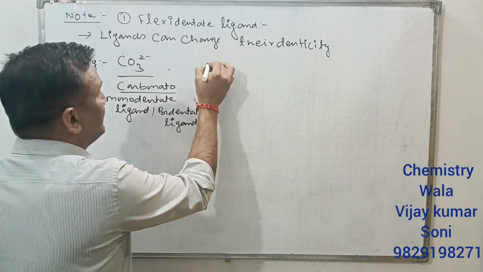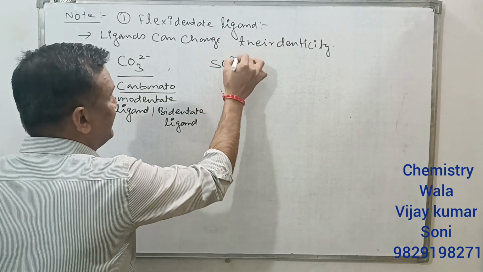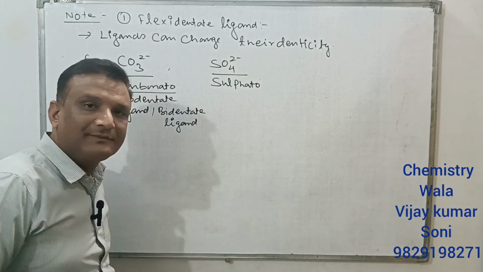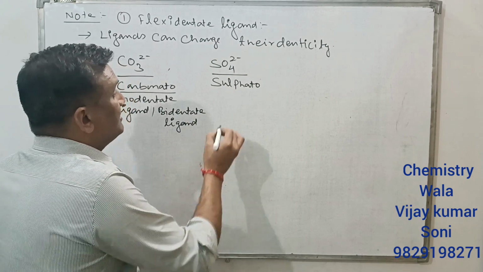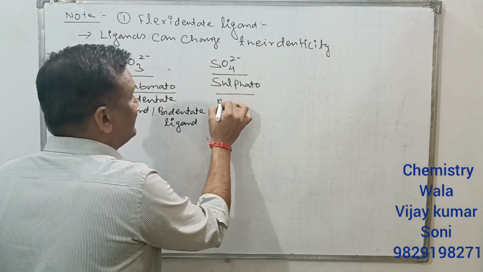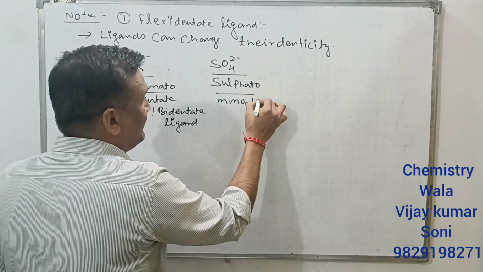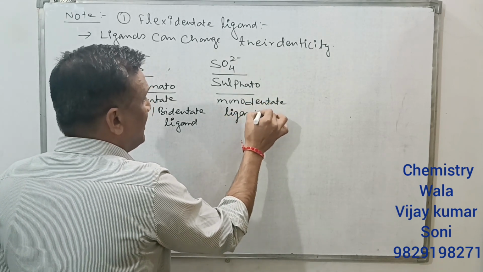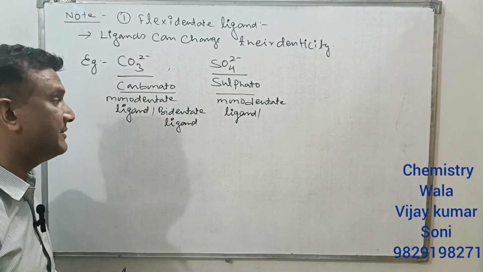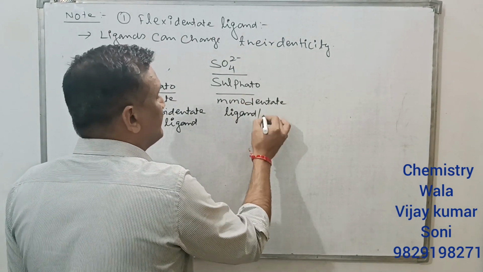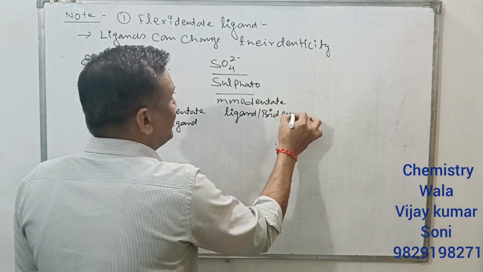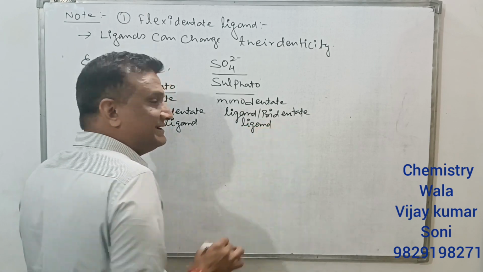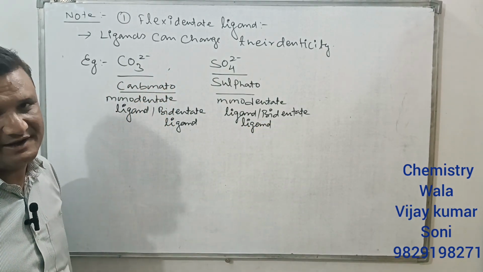Further, we can take the example of SO4 2 minus. It is also called sulfato in general. In terms of denticity, it also acts as a monodentate ligand. But according to the position, according to the complex compound, it can change its denticity from 1 to 2. Means again it may act as a bidentate ligand, so it can change its denticity. That's why it is also called a flexidentate ligand.